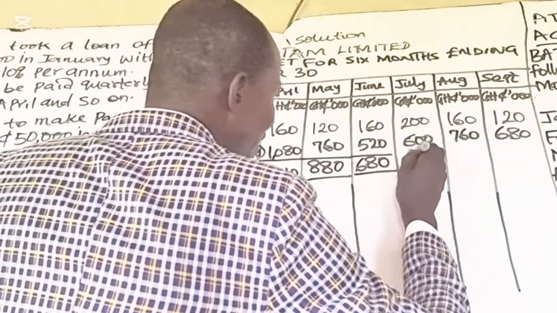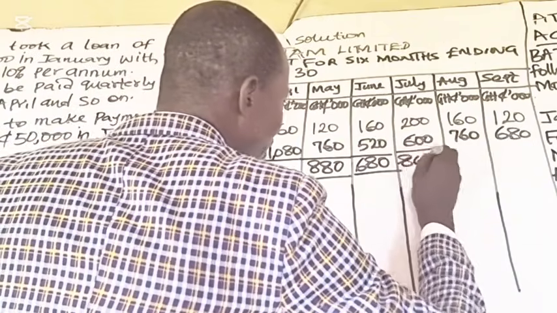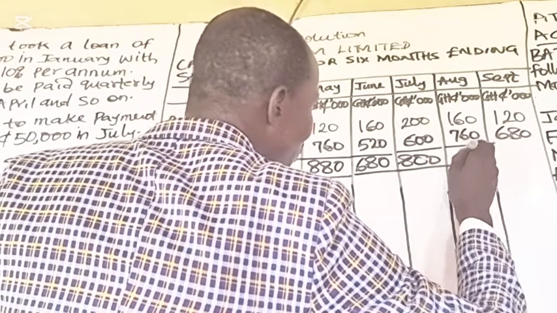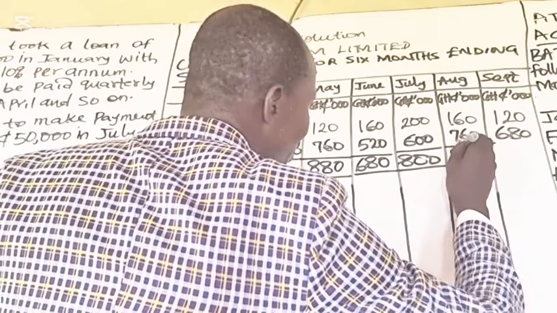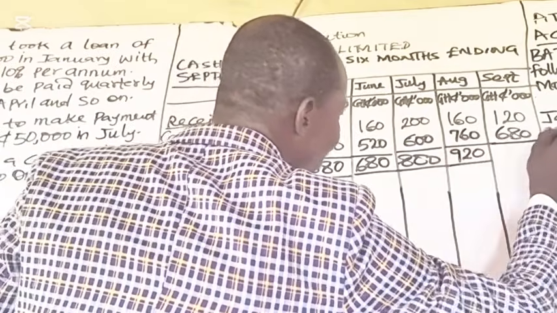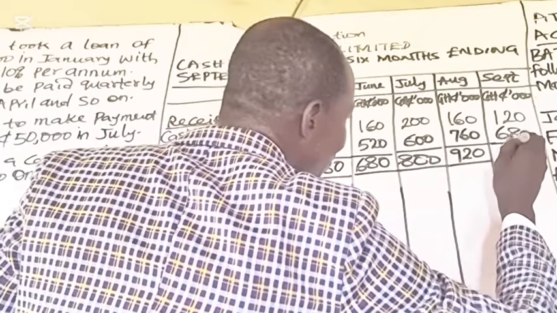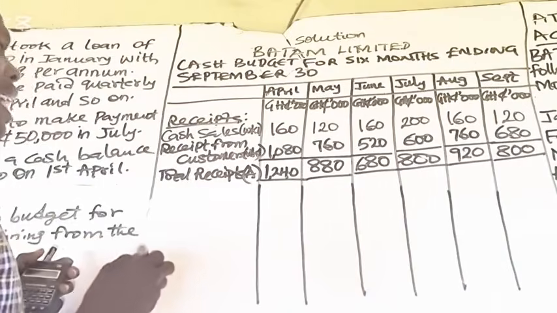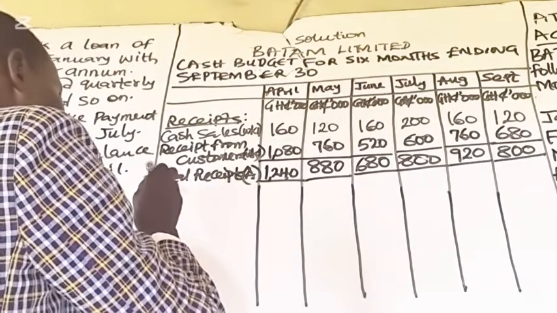086. This is total 800. This is 029. And this is 008. Now, after the items of receipts, we have payments.